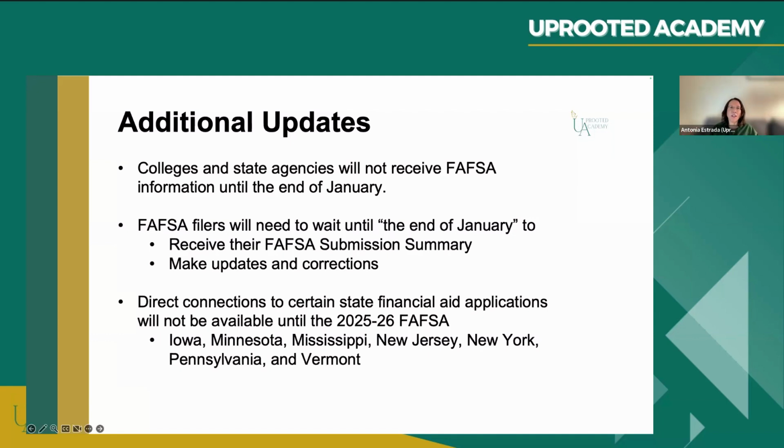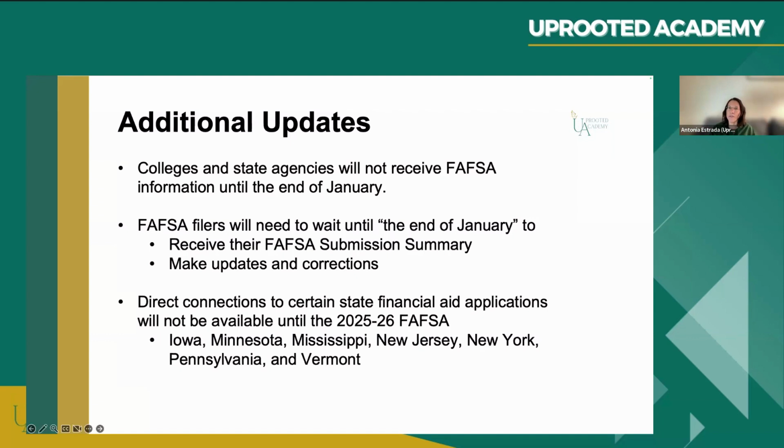Another update is that direct connections to certain state financial aid applications will not be available for this year's FAFSA. They'll be available for next year's FAFSA, 2025-26, but not for the 24-25. This will affect applicants in 7 states listed here, as you see on the slide: Iowa, Minnesota, Mississippi, New Jersey, New York, Pennsylvania, and Vermont.